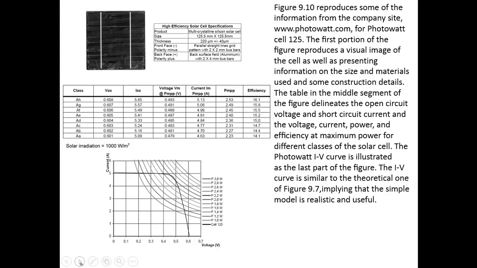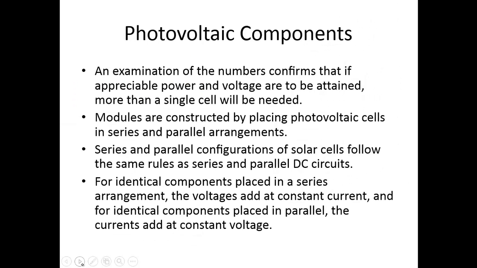The IV curve is similar to the theoretical one of figure 9.7, implying that the simple model is realistic and useful. So here you have the different classes, the open circuit voltage, the current, and then certain performance parameters. An examination of the numbers confirms that to attain appreciable power and voltage, more than a single cell is needed. Modules are constructed by placing photovoltaic cells in series and parallel arrangements.